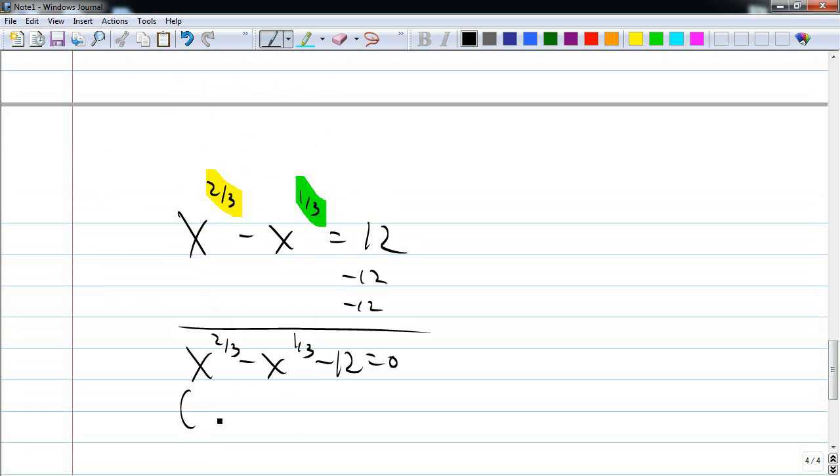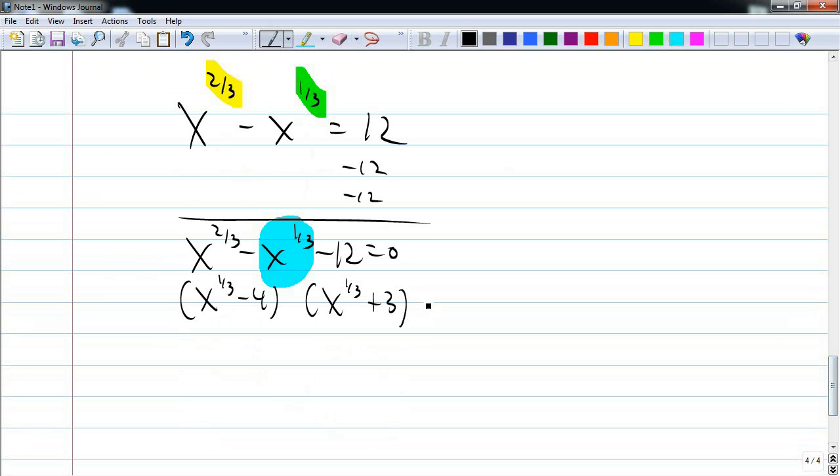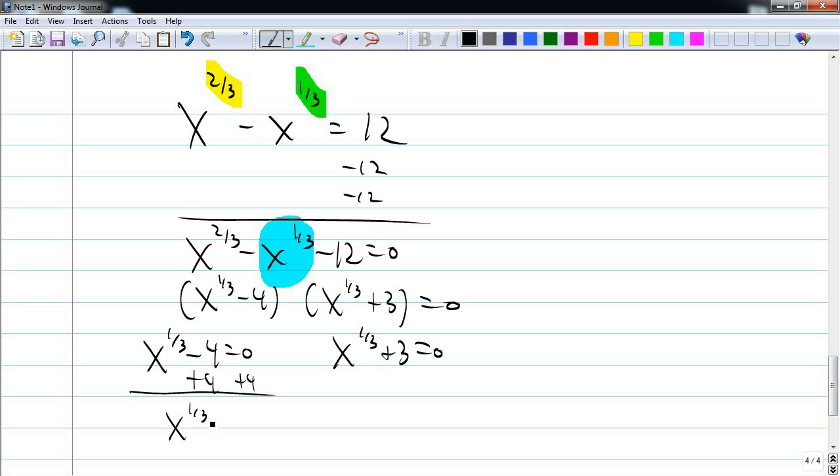Once again, I pull everything to one side. Now this will factor, and once again, I use the middle variable in my factors. X to the 1/3 minus 4, x to the 1/3 plus 3. And then I have to solve each little equation. X to the 1/3 minus 4 equals 0. X to the 1/3 plus 3 equals 0. If I add 4 over here, I get x to the 1/3 equals 4. If I subtract 3 here, I get x to the 1/3 equals negative 3.